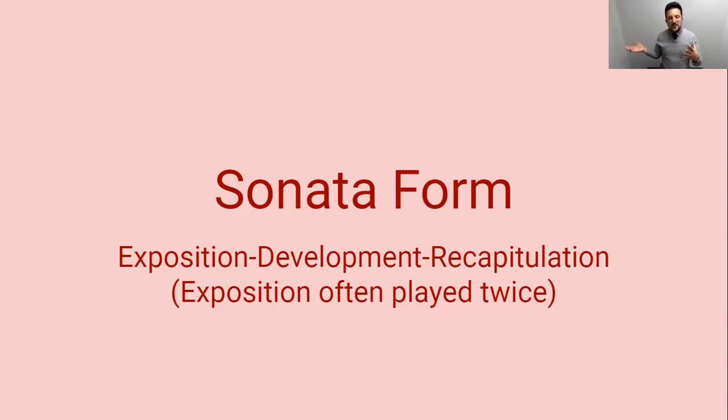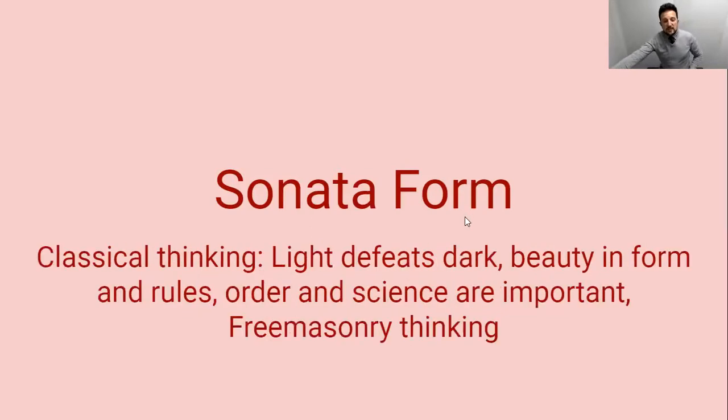Sonata form, in a big scope, is three parts: exposition, development, and recapitulation. The exposition is often played 2 times. The sonata form actually comes from classical music thinking. The classical period in music is the middle of the 1700s to the early 1800s, maybe 1750 to 1830, or around the death of Ludwig van Beethoven.